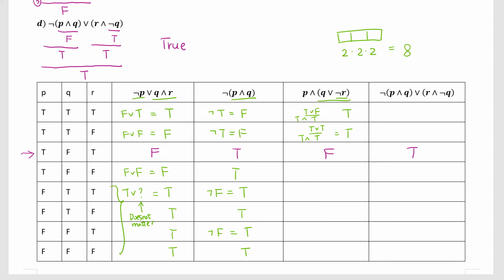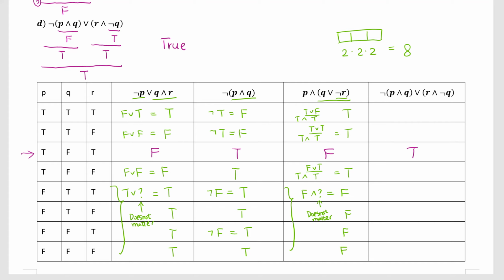Next, we already calculated. And then Q is false, so not false is true, so that is true. P is true, and true is true. Alright, next, do you realize that because P is false, you have false and something, and false and something is going to be false. So this part does not matter, because false and whatever is going to be false.